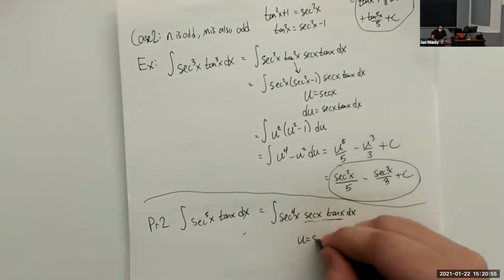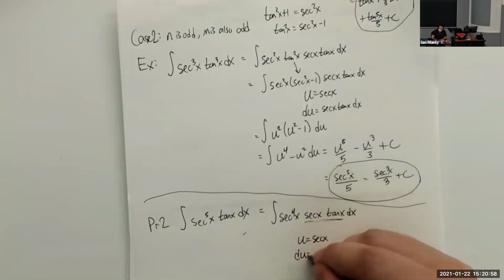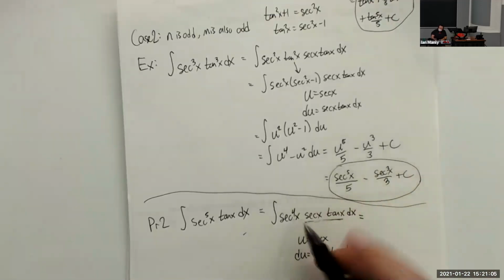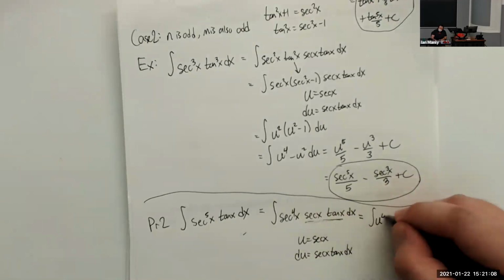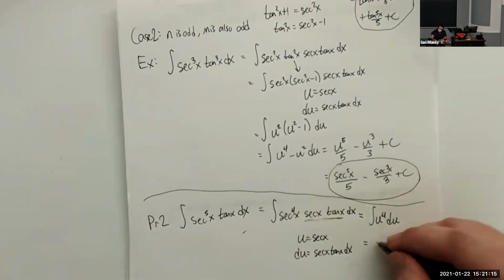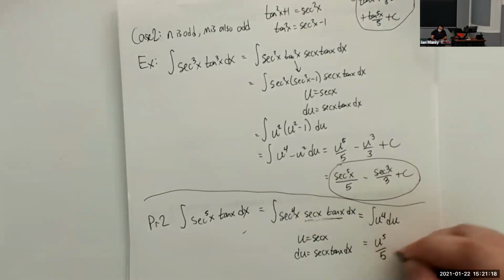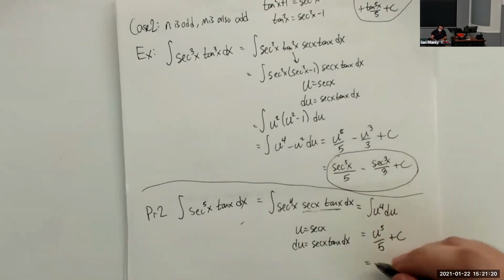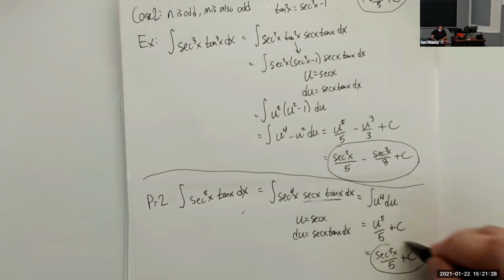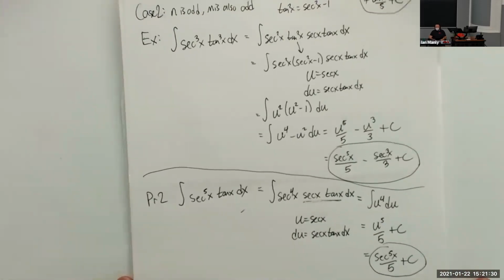We just make u secant, du is secant times tangent, and then we're ready to go. So this is going to be u to the fourth du. And this is another nice power rule one. This is u to the 5th over 5 plus c. And we could substitute in for our u and get secant to the 5th over 5 plus c. There we go. So that's how we do that one.